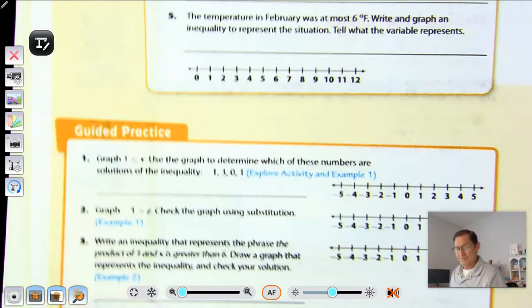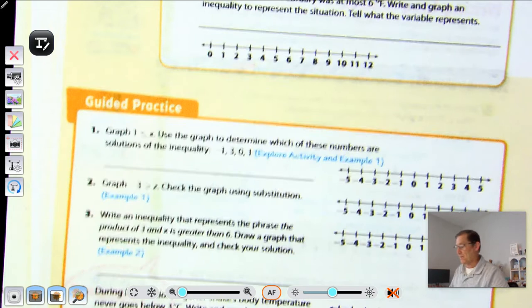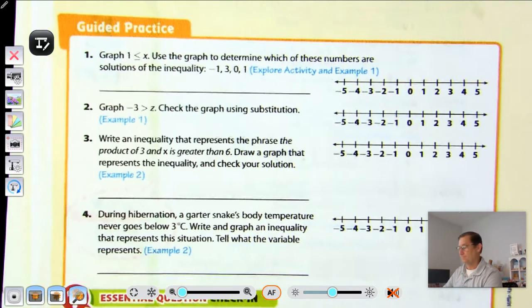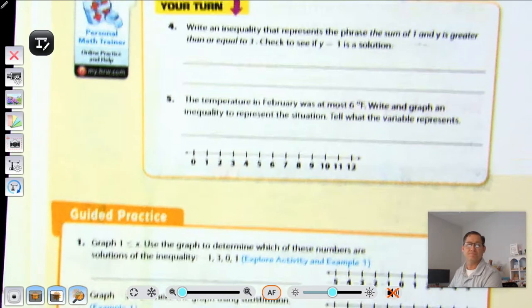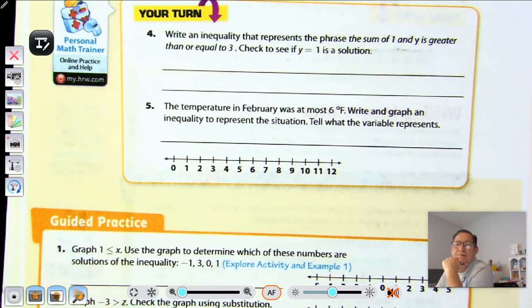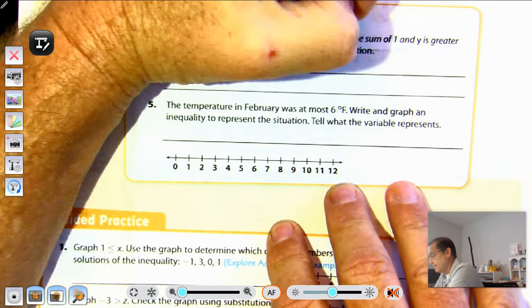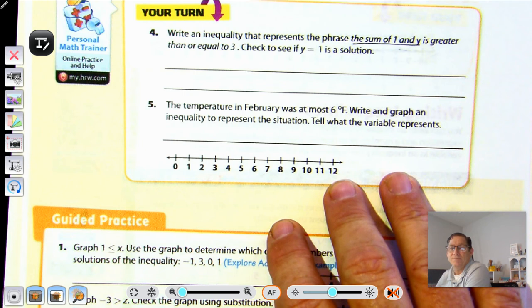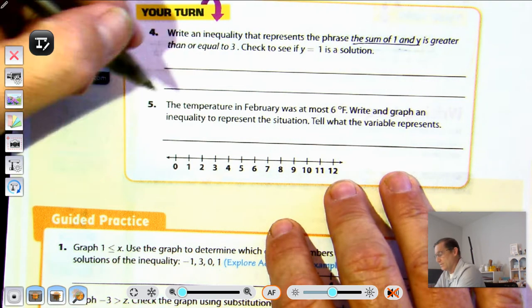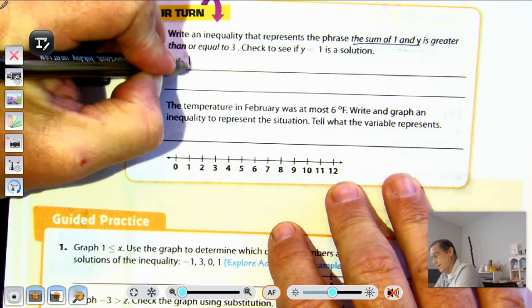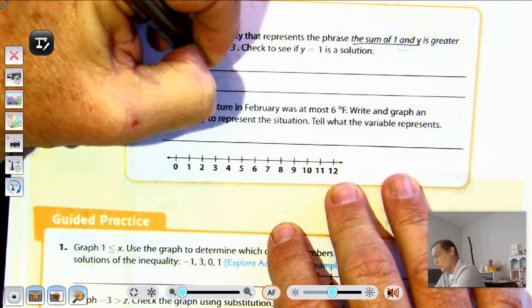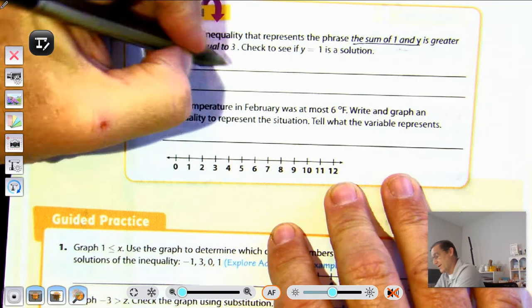Let's do some practice ones. Page 324. Write an inequality that represents the phrase, the sum of 1 and y is greater than or equal to 3. So the sum of y and 1 is greater than or equal to 3.